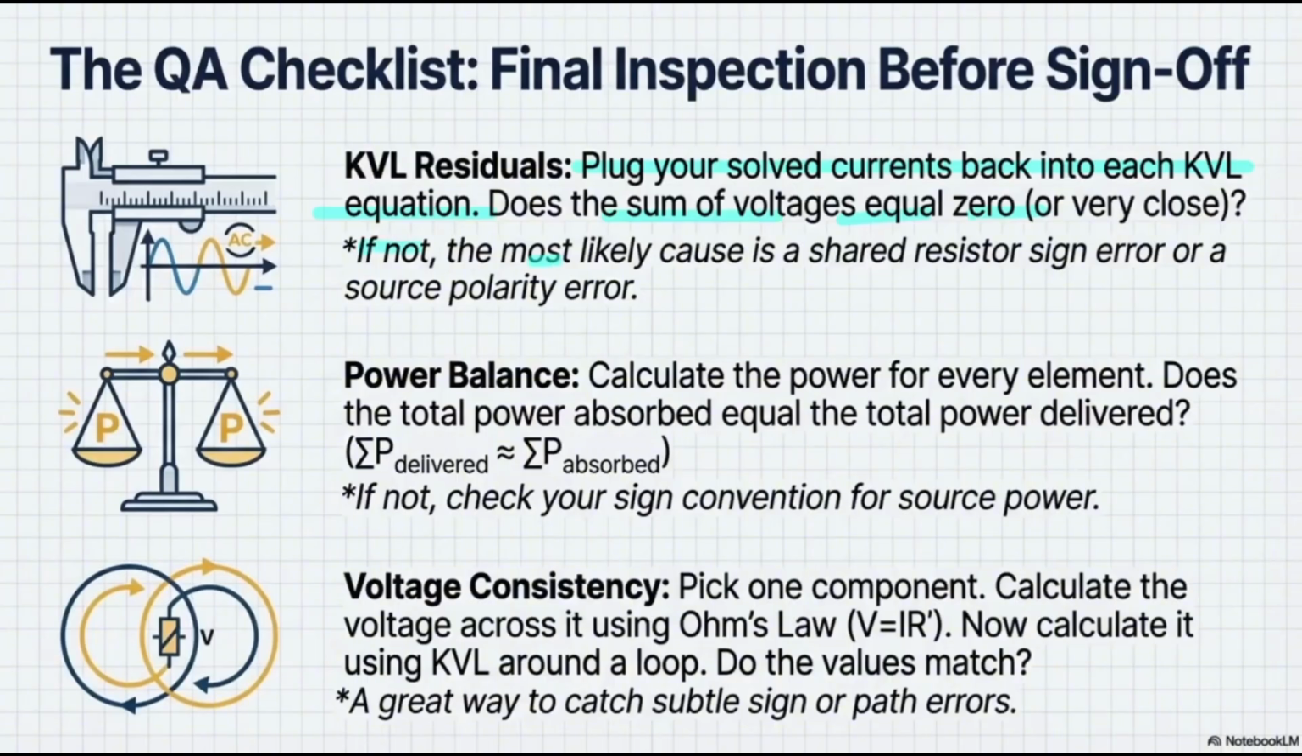If not, it most likely causes the shared resistance sign error or the source polarity error. So these two are very common mistakes. What does it mean by the shared resistor sign error? If you remember, whenever we had a resistor with one current on the right side and another current on the left side, sometimes you're going to miss the match. Or if we do have 3 currents, you are going to miss that, or you're going to be a little bit confused, or you're going to have a problem with the source polarity.